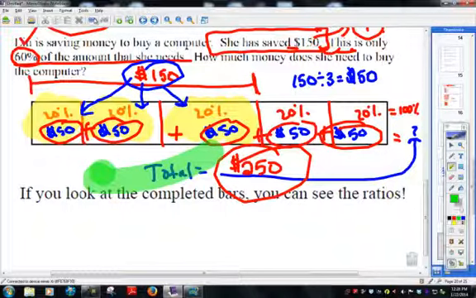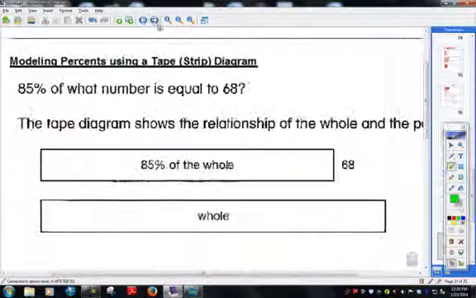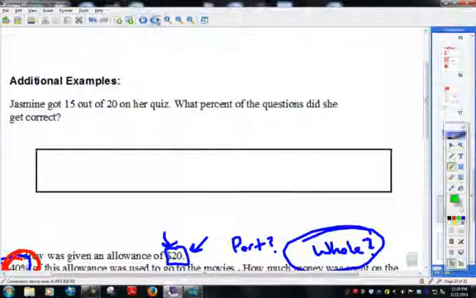You would just use that. She needs $100 more. Okay? So that's 2 strip diagrams. Go back and watch Learning Target 4 if you're still confused.